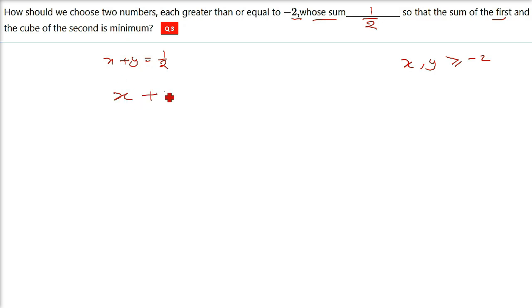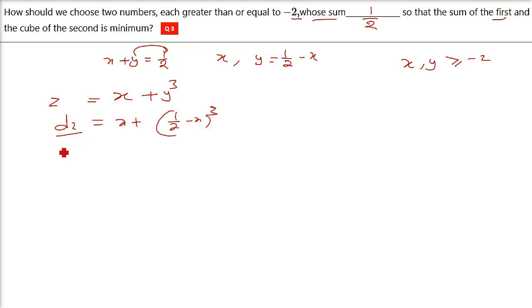There are two ways. If you do x plus y equals half, you have to take one more step. Coming to the third part of this question, which is saying the sum of the first, which is x, and the cube of the second, which is y cubed, is minimum. From the first part, we got y is half minus x. Now we are replacing x and y in the final equation, which is z equals x plus y cubed, which has to be minimized or maximized.